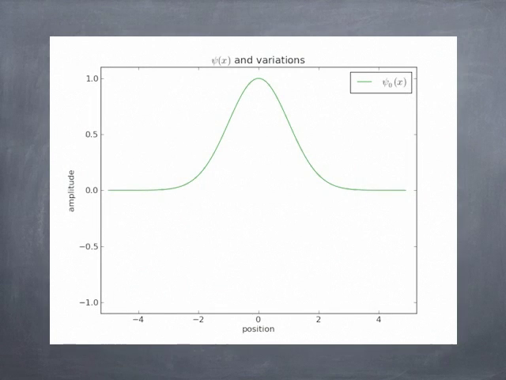So let's look at the ground state wave function. The ground state wave function looks like this. It's really just a Gaussian.